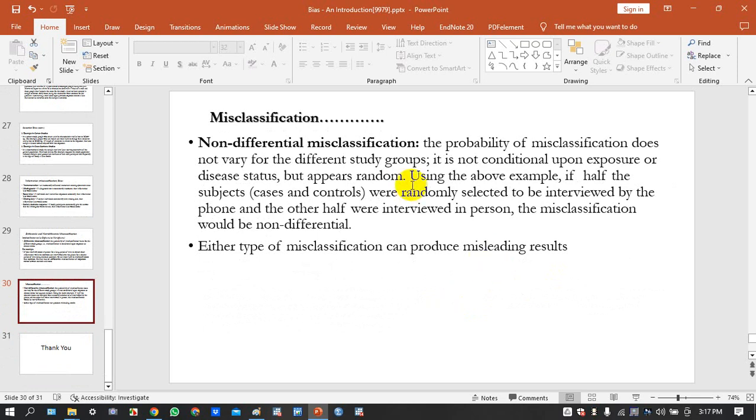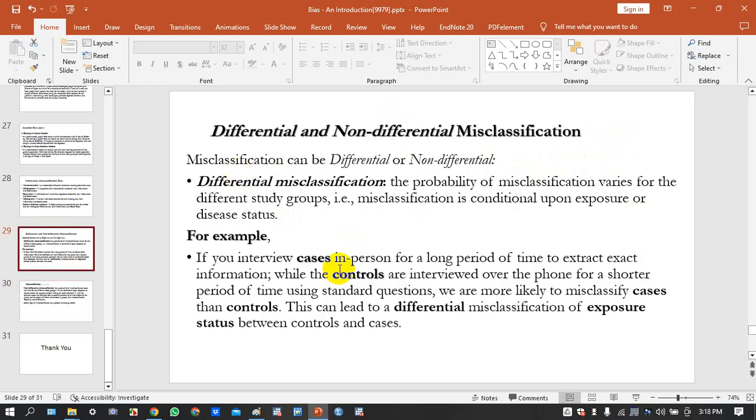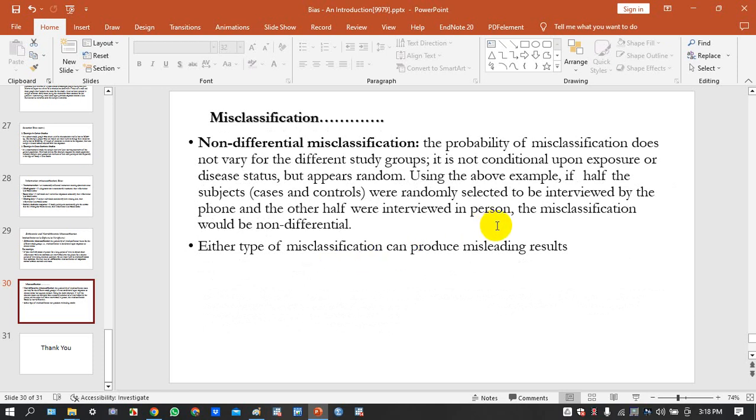And when we say non-differential misclassification, it means that the probability of misclassification does not vary for the different study groups. It is not conditional upon exposure or disease status, but appears random. This is a random error. Using the above example, if the cases were 100 and controls were 100, but you were able to interview 50 controls and 50 cases, and you did them at random, then we can say that you have done a misclassification bias, which is not differential.